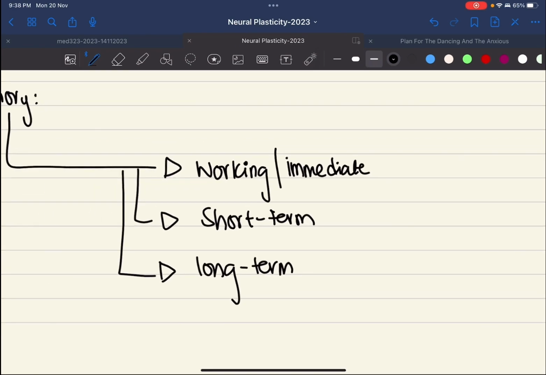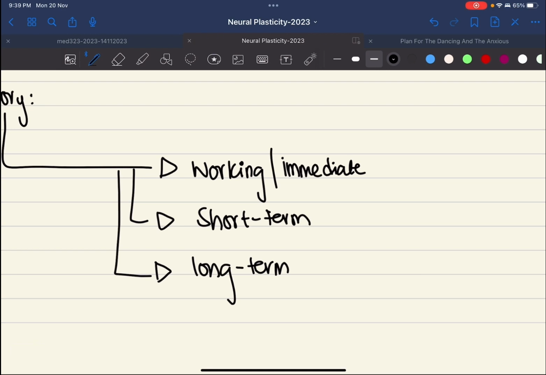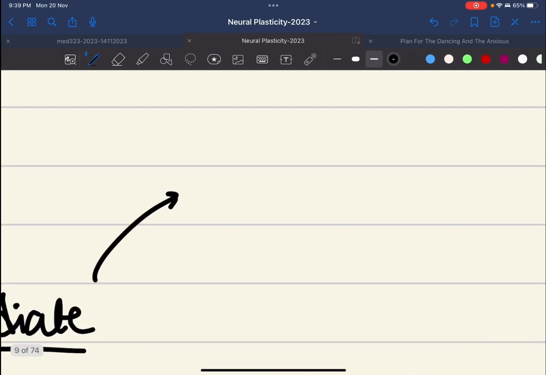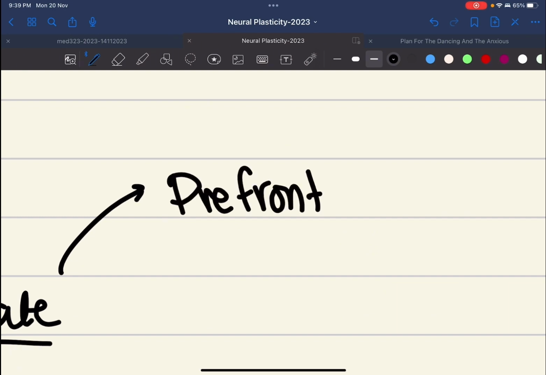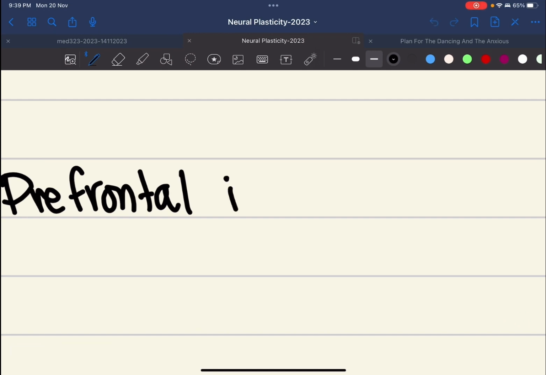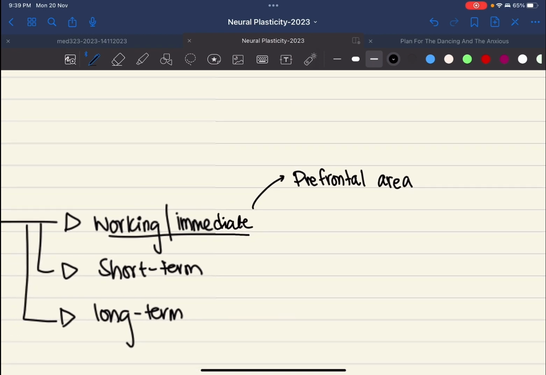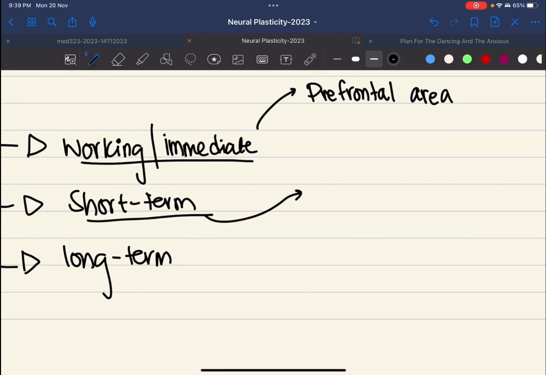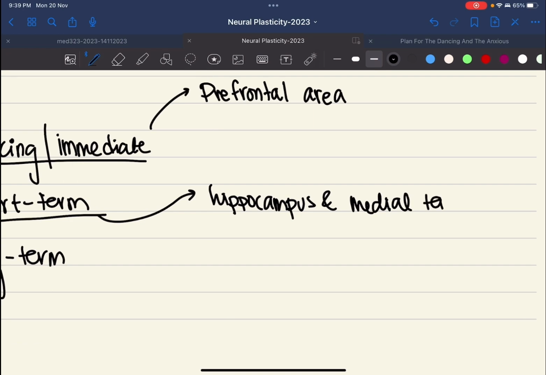So when we talk about the types of memory, there are two main things that we need to be aware of. First of all, we need to know where each type of memory is stored, and we need to know which set of mechanisms occur with each type, because each of these types uses different mechanisms. For example, your working or immediate memory is stored in the, or not stored, since it's immediate, though stored is technically the right word, but let's not get into that, the prefrontal area. Your short-term memory is stored in your hippocampus and medial temporal lobe.